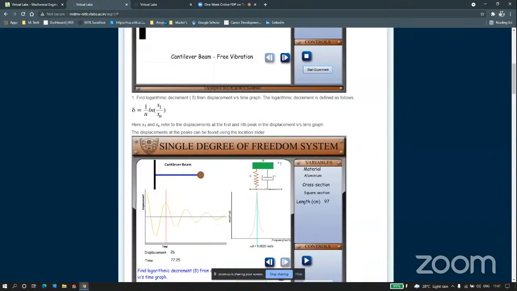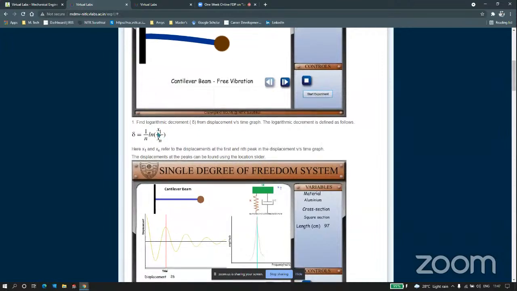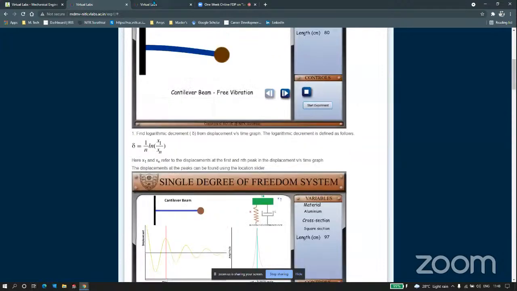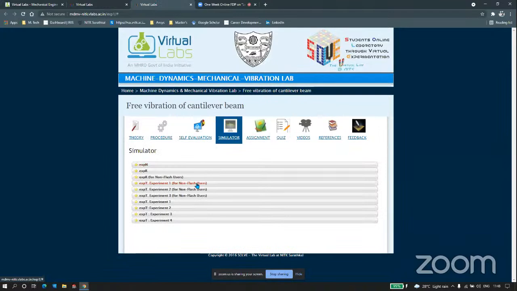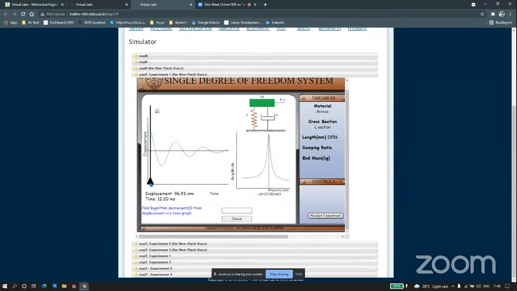Here you can see the logarithmic decrement has a formula of delta equal to 1 by n ln x1 by xn. Here x1 and xn refer to the displacement at the first and the nth peak, and n is the number of cycles. So we can go to the simulator. Now I'll move the cursor to the second peak. The value is 38, and the next peak value is 14. I have a calculator, and I'll calculate the value.